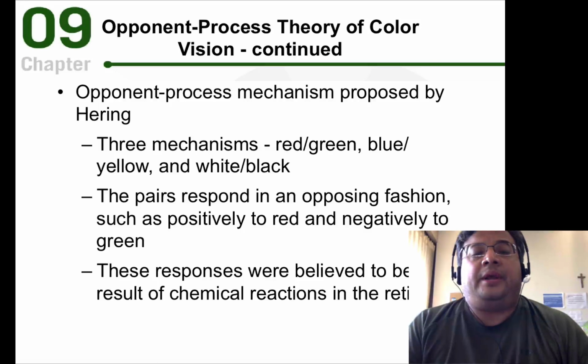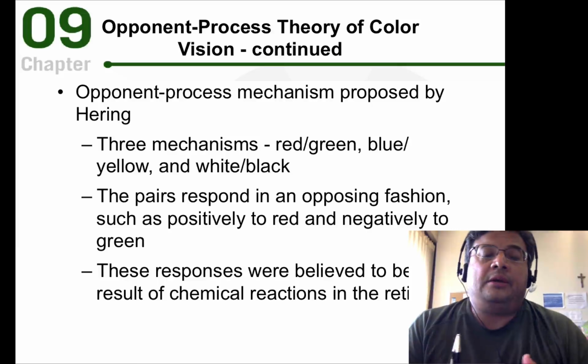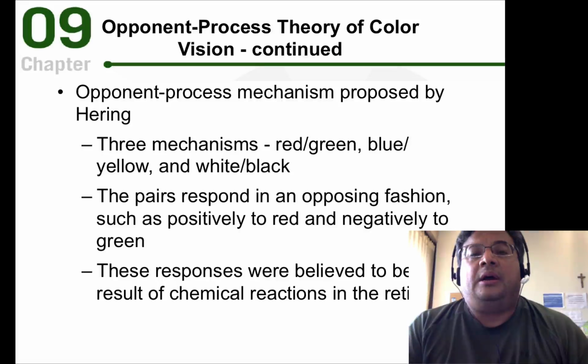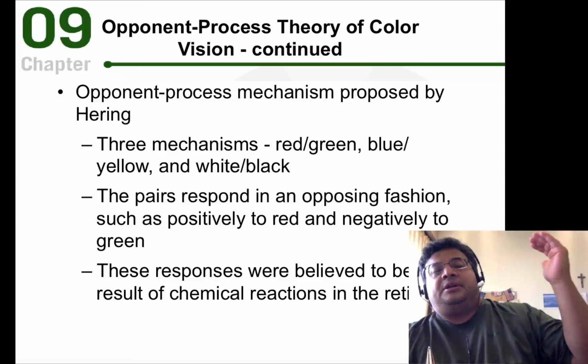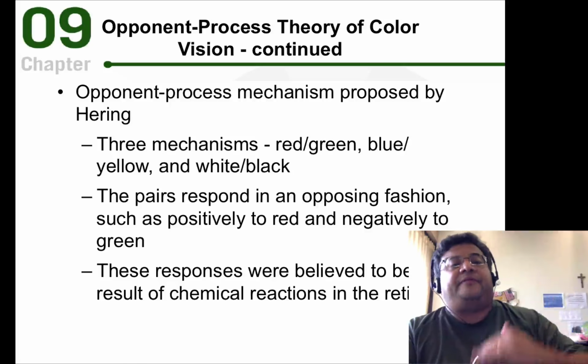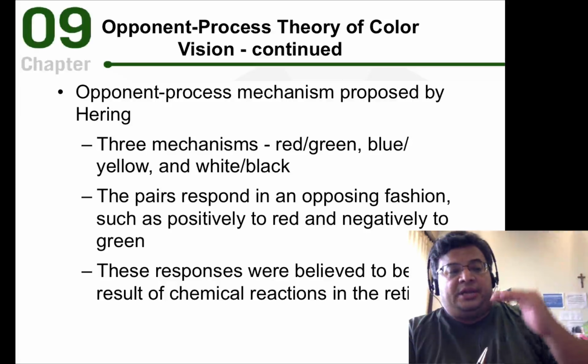So here's what Hering proposed, right? He said that there's three opposing mechanisms working: red-green opposing mechanisms, blue-yellow opposing mechanisms, and white-black opposing mechanisms. The pairs respond in an opposing fashion. For example, the red-green one fires a lot more whenever it perceives red, and then when it perceives green, it is inhibited.